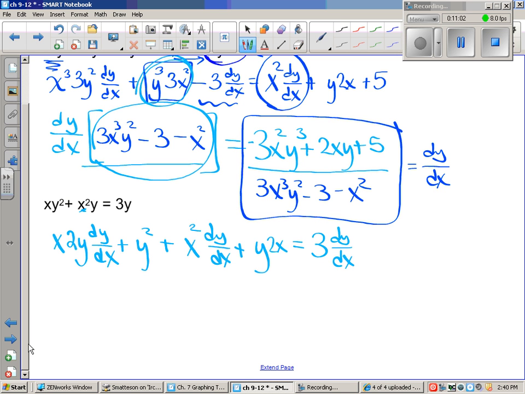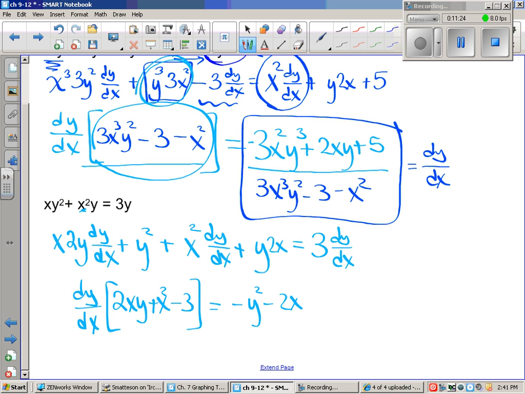Again, like I said before, we want to get dy/dx alone. And so what I'm going to do is group everything that has a dy/dx together on one side, and everything that does not have a dy/dx will go on the right-hand side. And so what I would have is a negative y squared minus 2xy. And so what I'll end up doing is dividing by this here. And so it would become 2xy plus x squared minus 3.